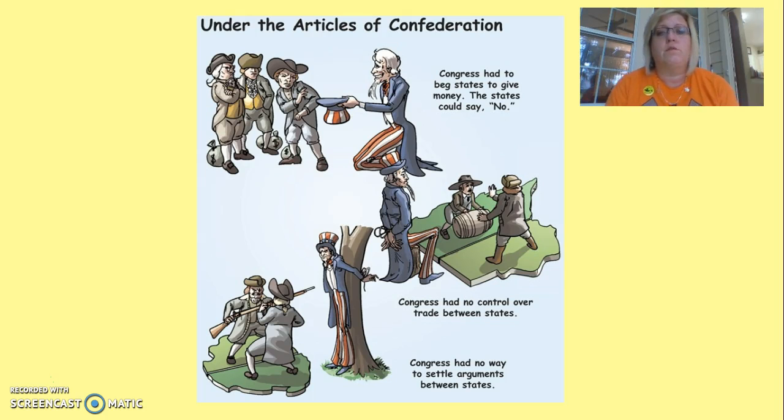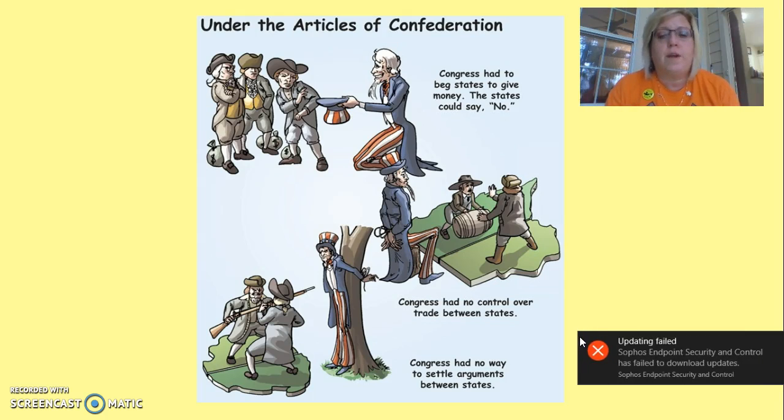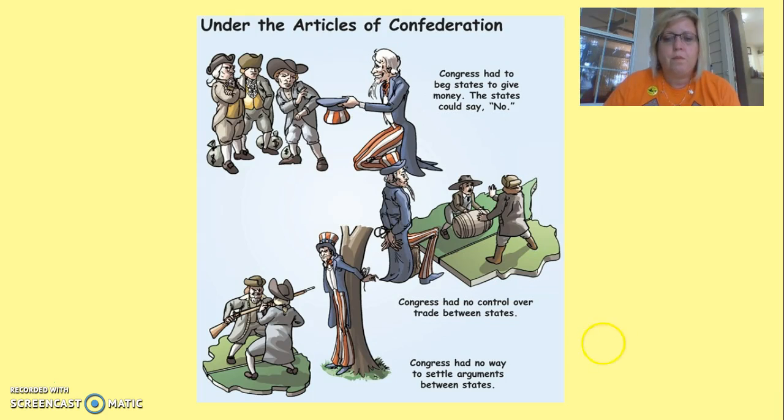Now, under the Articles, Congress had to beg states to give them money. As we saw at the conditions of Valley Forge, we couldn't require them to give us money like we do today with taxes. Congress had no power to control trade between the states, so everybody had different trade laws, even different money in different states. We also had many arguments. The states had all this new land, and they were fighting over whose land was what. So, because of this, we didn't have a very good start for our nation.